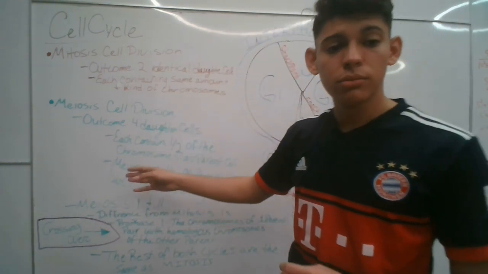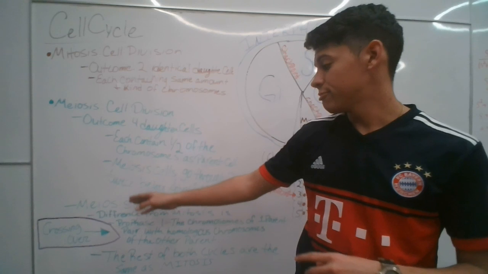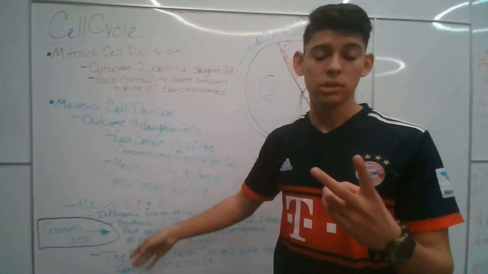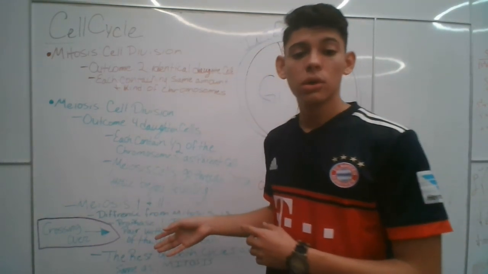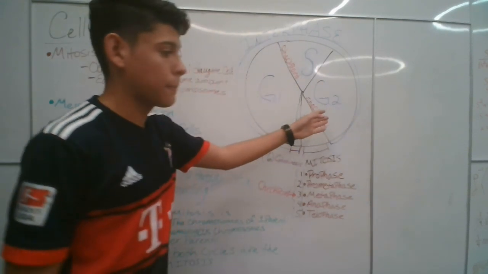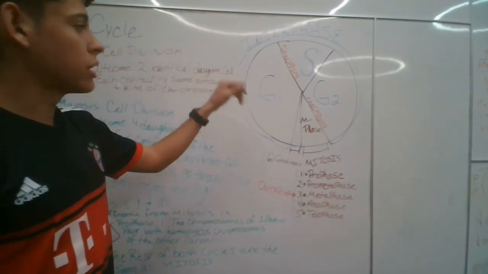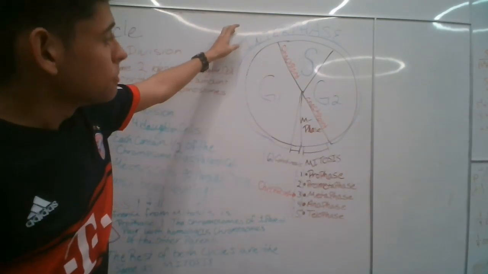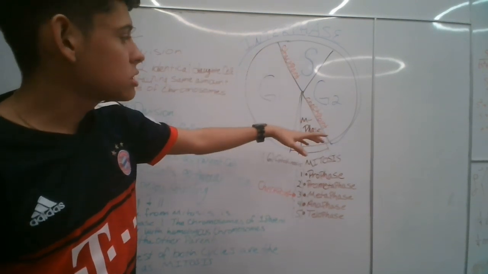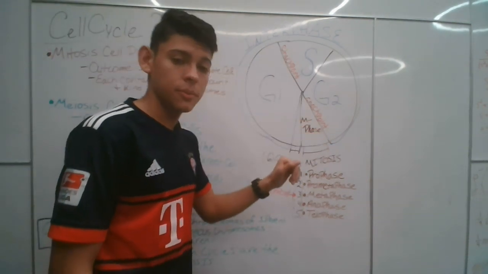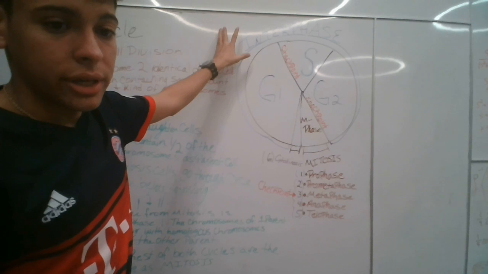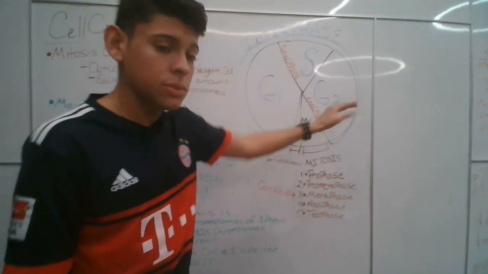Now, since it goes through meiosis twice, that means we have meiosis 1 and meiosis 2. But before we get into those, I want to talk about the cell cycle. So, in the cell cycle, we have interphase, which is the largest portion of the cell cycle, and then we have M phase. In interphase, we have G1, S, G2.